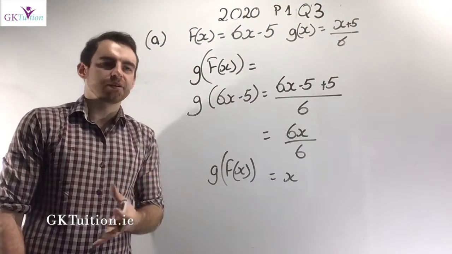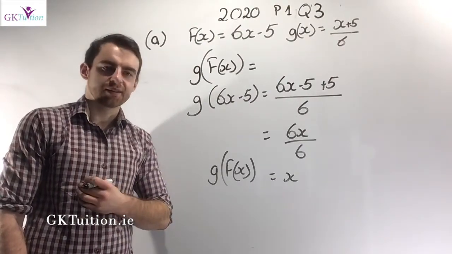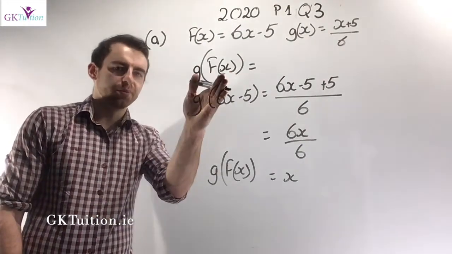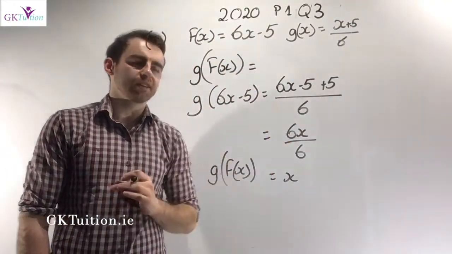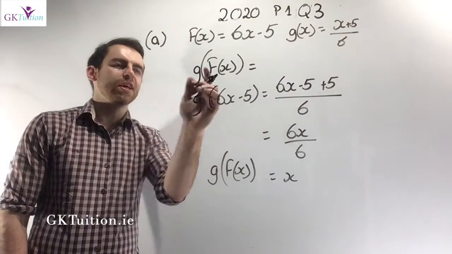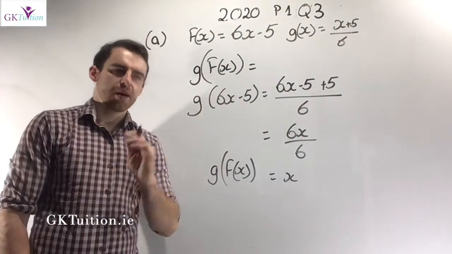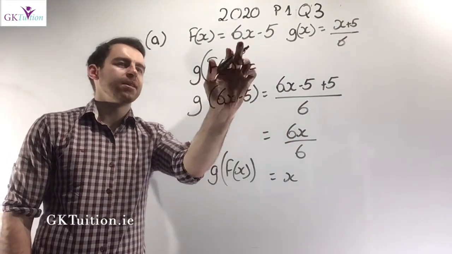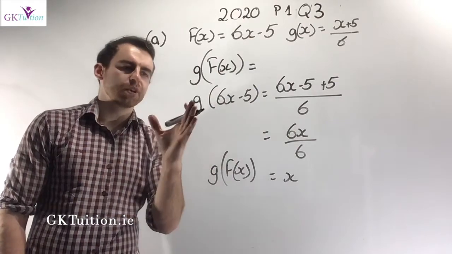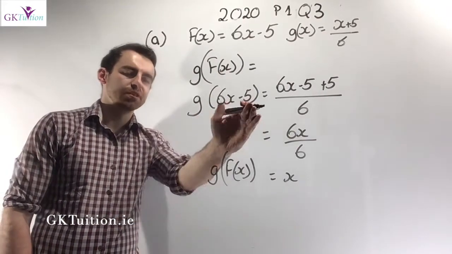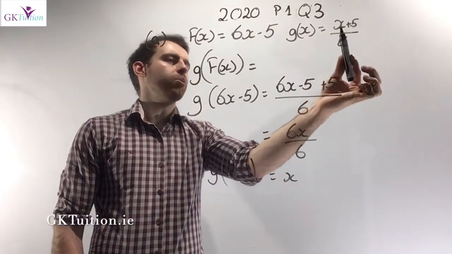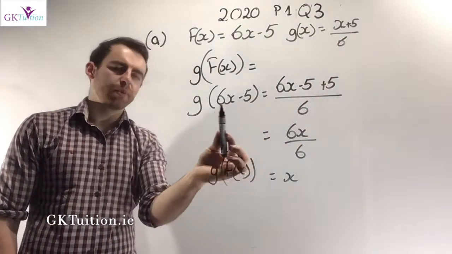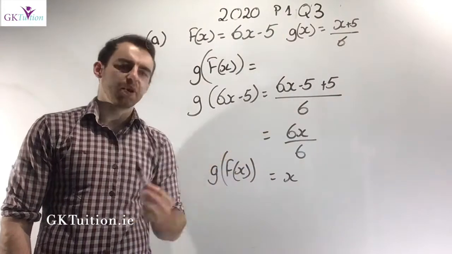What I've done here is I've worked out g of f of x. If I'm looking for g of something, that means ultimately I'm using the function x plus 5 over 6. And in this case, I want g of f of x. And I know that f of x is 6x minus 5. So I'm looking for g of 6x minus 5. So I need to rewrite the function for g, but instead of an x, I need to sub in what's in the brackets, 6x minus 5.